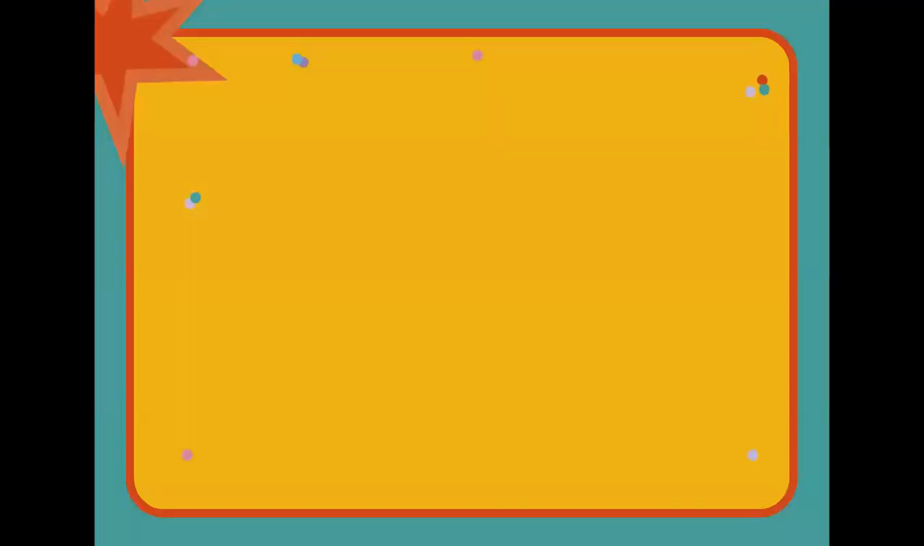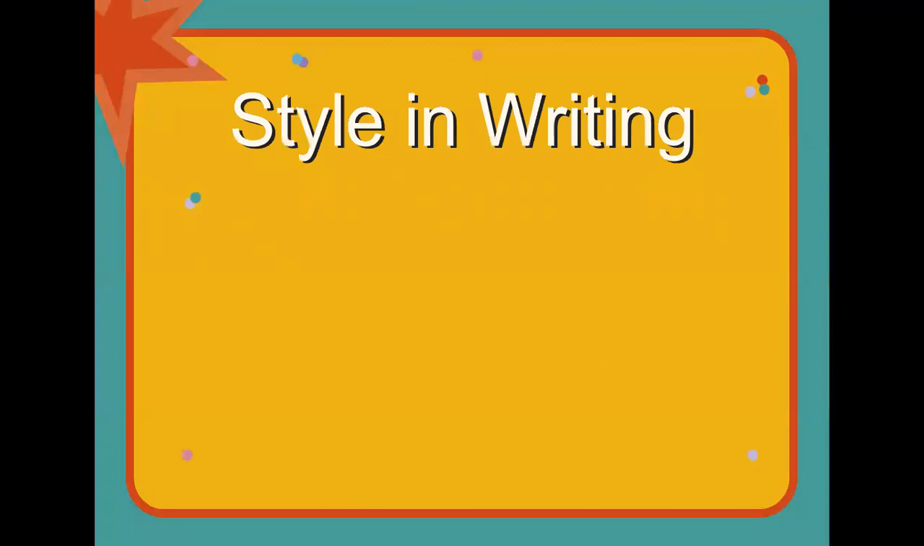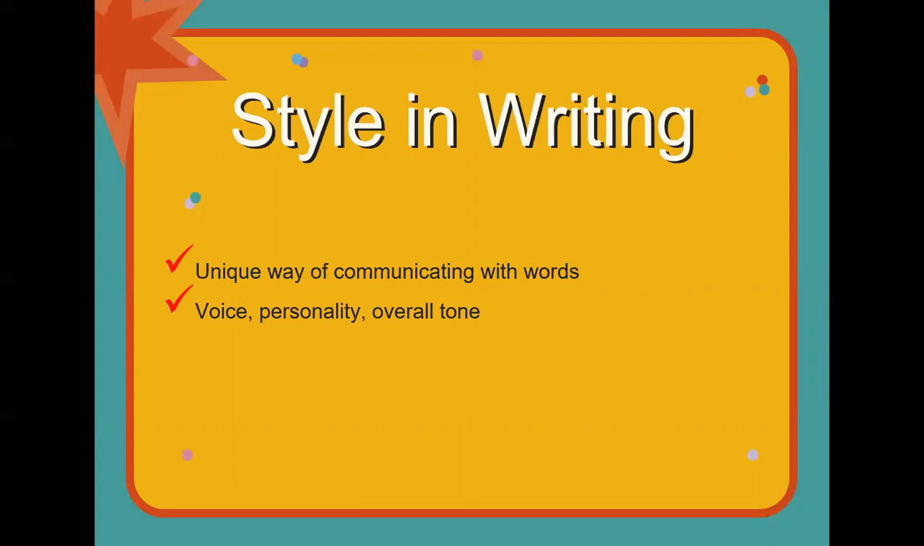So, let us first understand what is the meaning of style in writing. The style is a unique way the writer communicates with the readers with the help of words. The writer uses the words in order to create the mood of the story so that the readers are drawn towards the passage, drawn to the content, and engrossed while reading. So we can also say that the style reflects the voice of the writer, the personality of the writer, or the overall tone of the passage or the story.